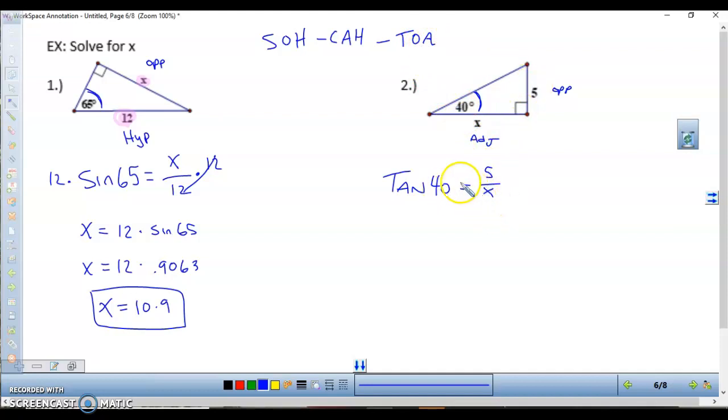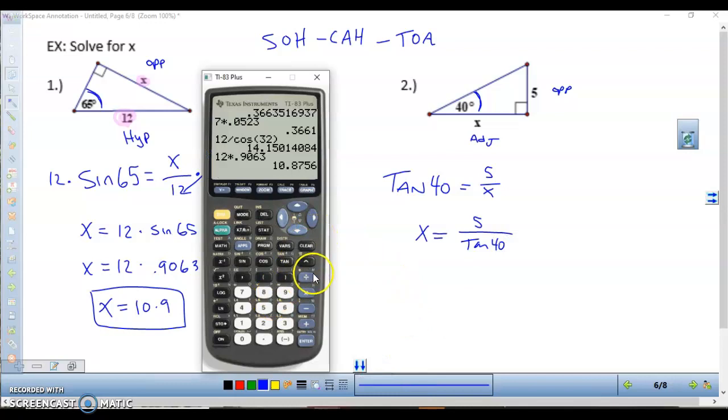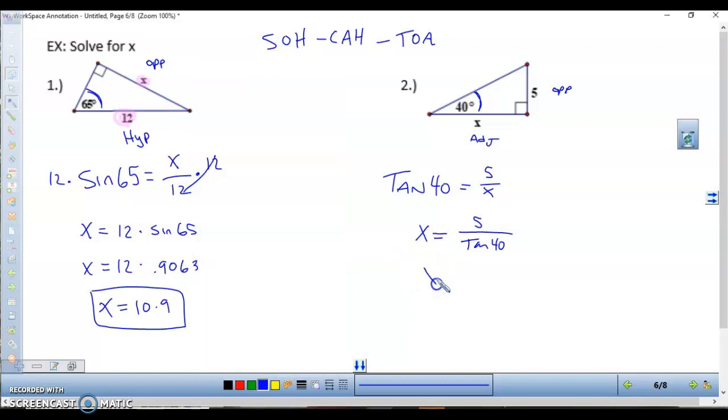And because the variable is on bottom, I'm going to do the old swaparoo. You get x is equal to 5 divided by the tangent of 40. And this time I'm just going to type it in my calculator and avoid using the table, just because I think it's a bit faster. 5 divided by tangent of 40 is about 5.95, which will round up to 6.0 if I'm rounding to the nearest tenths. There you go. And that's solving for missing side lengths in right triangles.